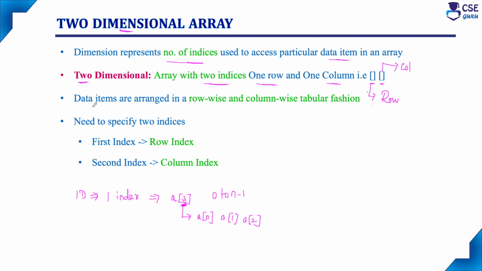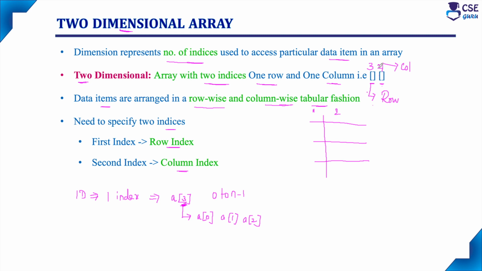So, in a two-dimensional array, the data items are arranged in a row-wise and column-wise tabular fashion. We need to specify two indices. The first index is the row index, and the second index is the column index. Suppose the row size is represented as 3, this is row-wise. And if the column size is represented as 2, this is one column, and this is the second column. Likewise, we will represent.